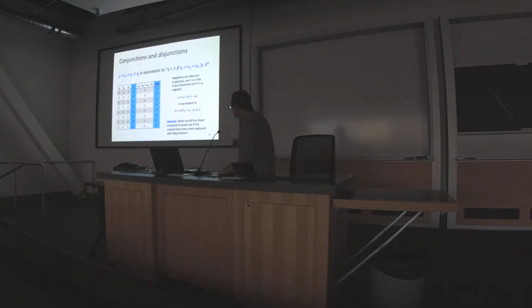Now I leave this exercise for you. What would the linear threshold function be if the conjunctions here were replaced with disjunctions? Suppose our y function is a disjunction of x1, x2, and x3. How do you represent it as a linear classifier? This will be an exercise. You just follow the same strategy. Any questions so far?